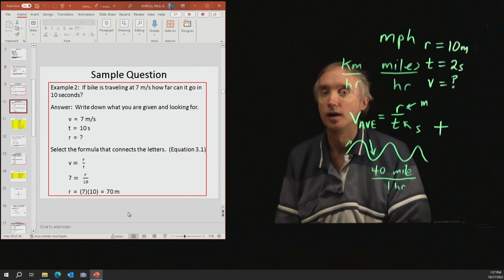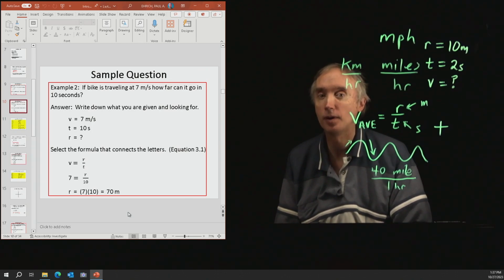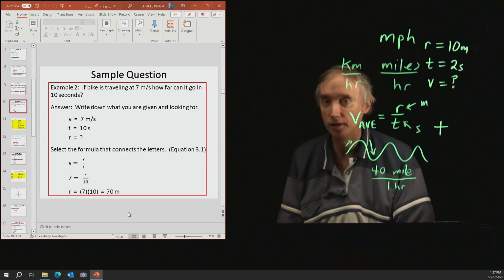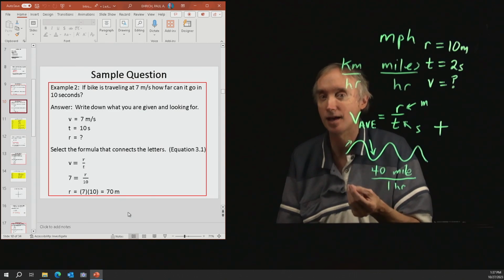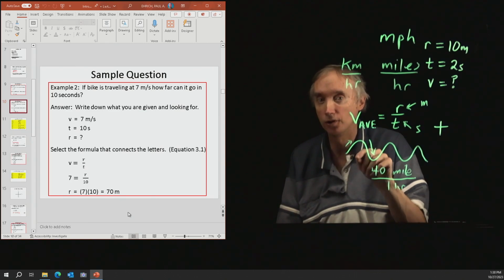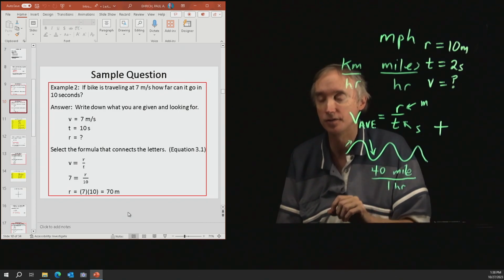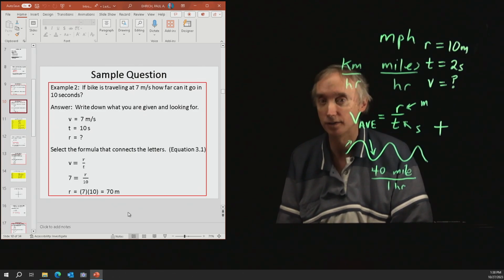Here's another one. If a bike is traveling at 7 meters per second, how far can it go in 10 seconds? So again, we're going to write down what we're given. We were given the speed. Remember, if it doesn't actually say the word speed, look at the units. It said 7 meters per second. Meters per second is a unit of speed. And then time is the 10 seconds. And then we're looking for the distance.